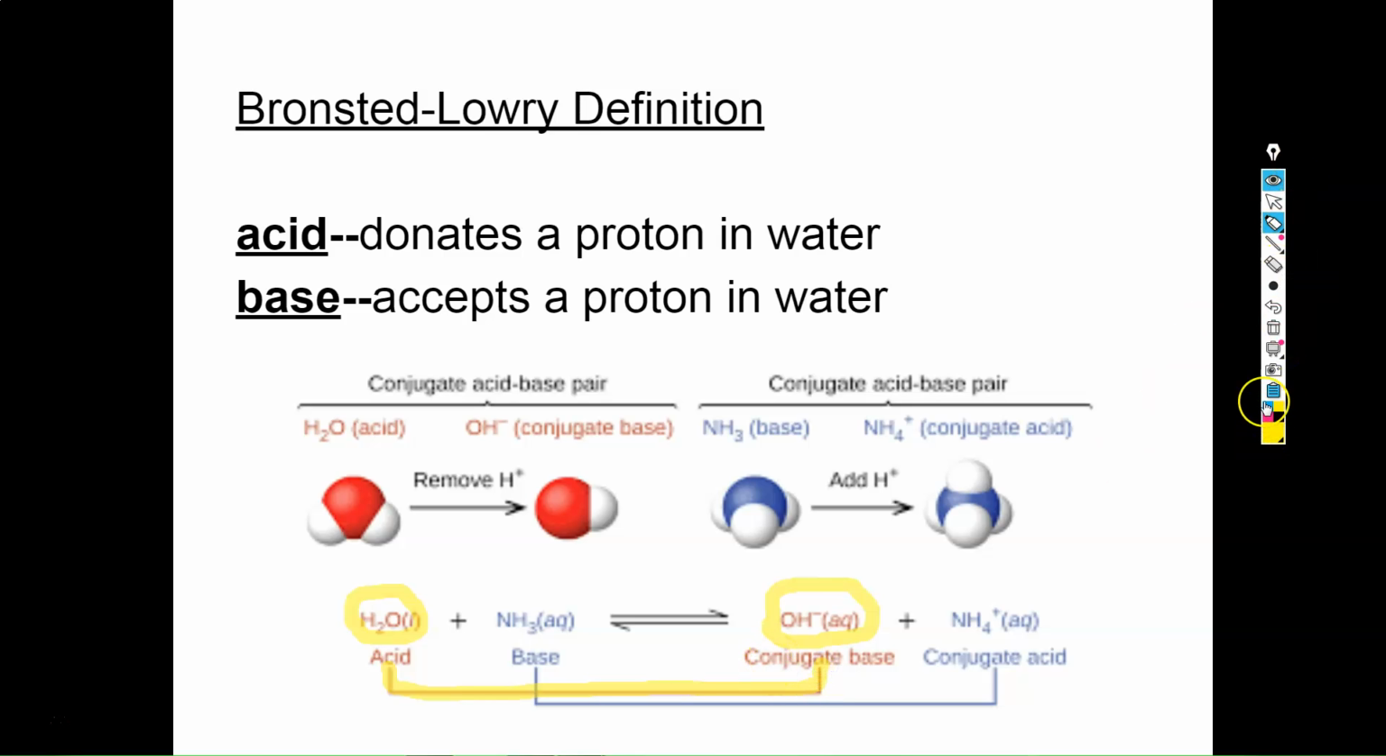Now, what about the base? Well, the base, as we've defined already, accepts the proton in water. So the base becomes this conjugate acid. That's a new terminology for us. And that means the ammonia and the ammonium ion then are a conjugate acid and base pair. Now you might be going, where do the H's come from? I don't understand. So let's take a look at this in a little bit more depth.